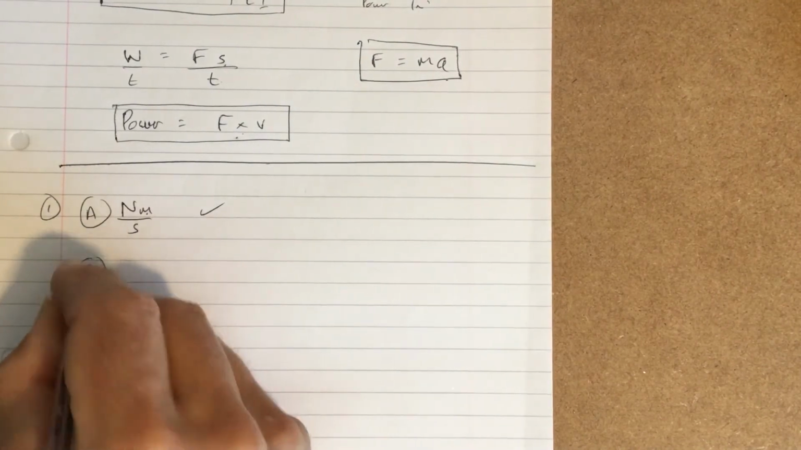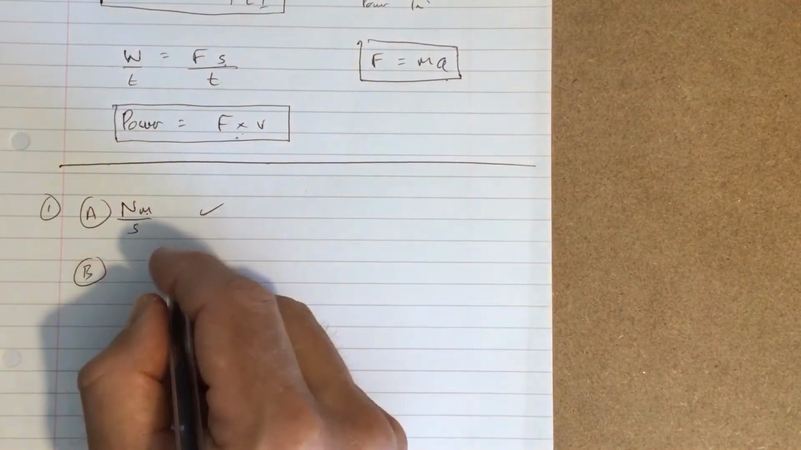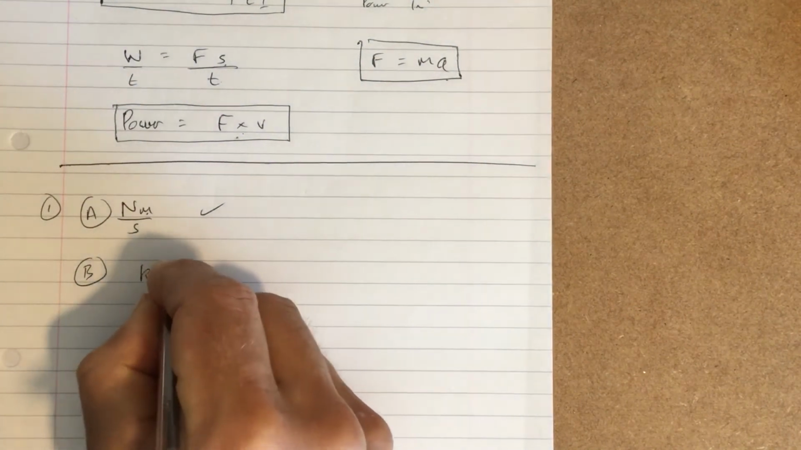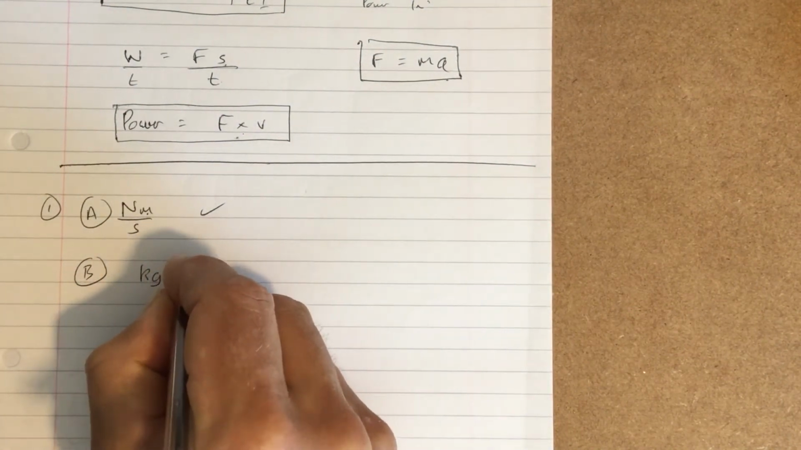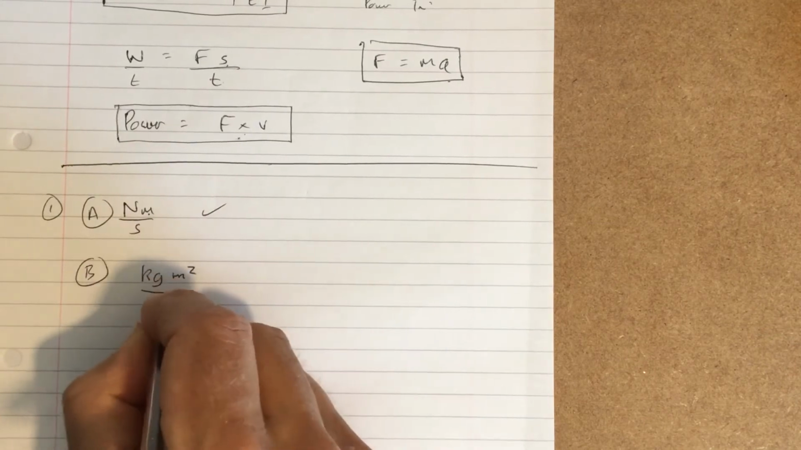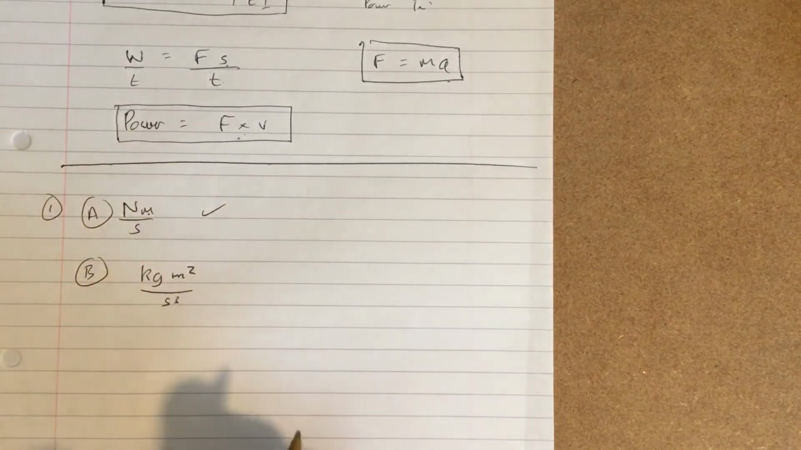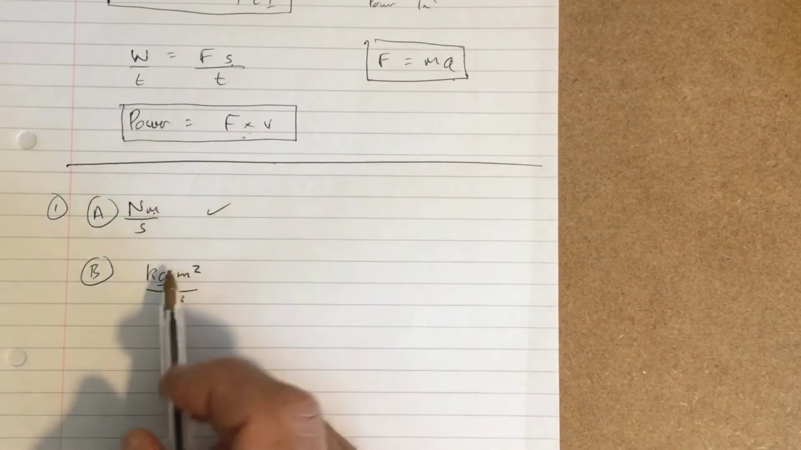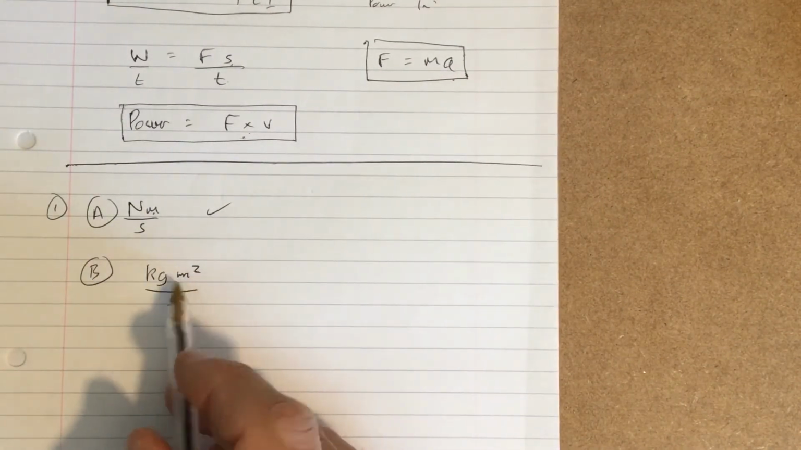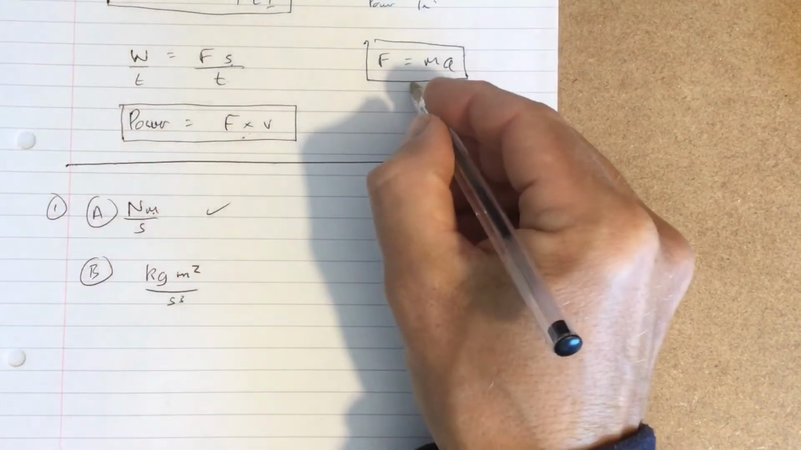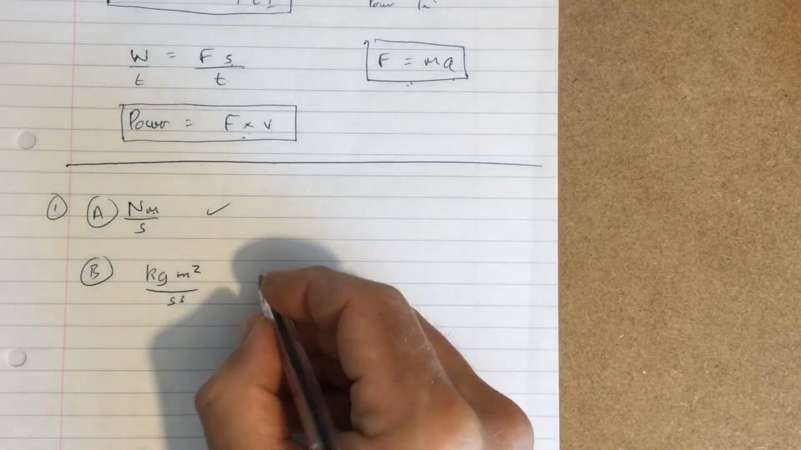For B, this one is kilogram meters squared per second cubed. Now for this one, I think this is quite a hard question. I started looking at newtons per meter for gravity and various things, but I think the best way really, after a bit of thinking, is to use this equation that we've seen earlier, F equals ma.